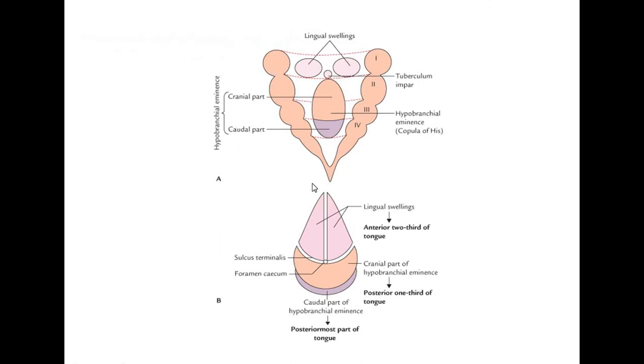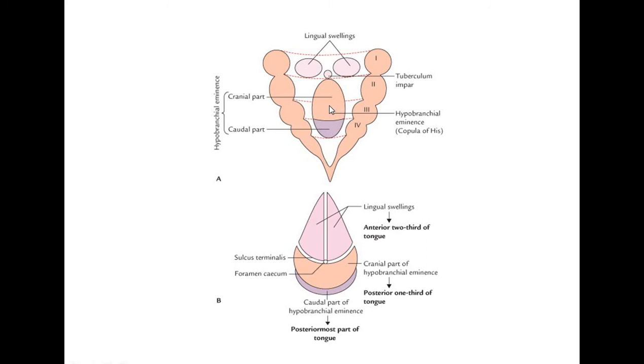So these are the pharyngeal arches. At the medial end of this endodermal arch, there is the presence of endodermal thickening. Two such thickenings are present, which are called the lingual swellings. At the posterior part of them is the presence of the tuberculum impar. Soon this tuberculum impar disappears. The second pharyngeal arch gets buried into the first arch, and the two lingual swellings overgrow to form the anterior two-third part of the tongue.